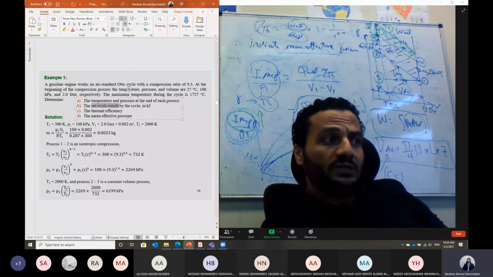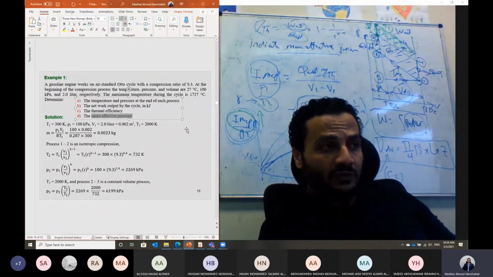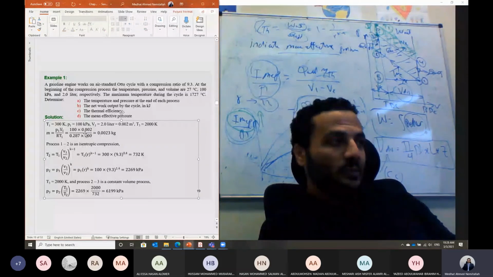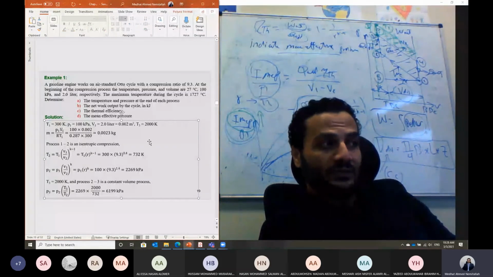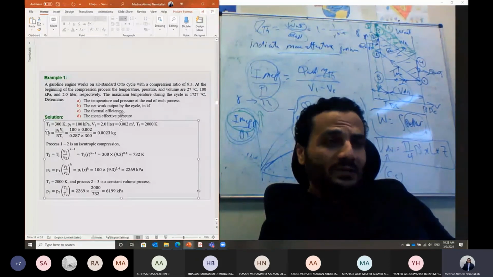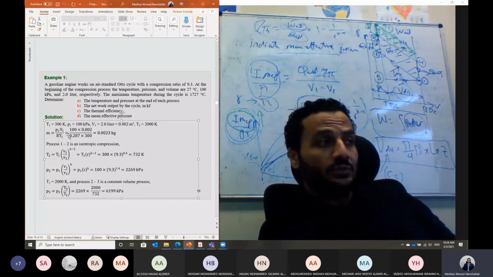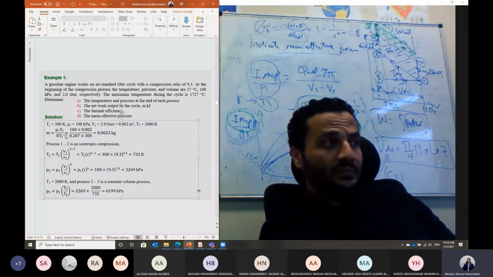We need to calculate the net work out, the thermal efficiency, and the indicated mean effective pressure as well. So I will be starting from point 1, like what we have done last time. We have temperature, pressure, and volume at point 1. We are following the ideal gas model, so we can apply the ideal gas equation of state, PV equals mRT, and then we can calculate the mass.